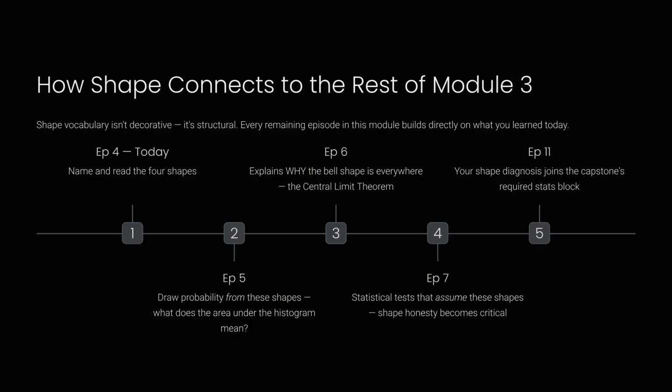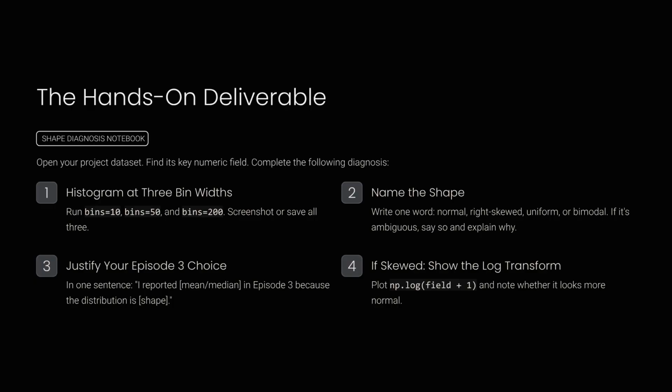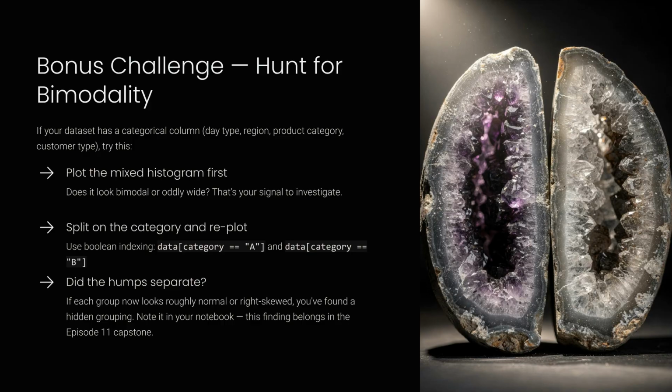In our upcoming episodes, we will build upon this knowledge to explore probability, the central limit theorem, and formal statistical testing. Your next task is to apply these steps to your own project dataset. Create a diagnostic notebook that includes histograms, a formal shape name, and a justification for your statistical choices. Finally, try our bonus challenge. If your data includes categorical columns, use them to check for hidden groupings in your histograms. This practice is vital for success in your final capstone project.